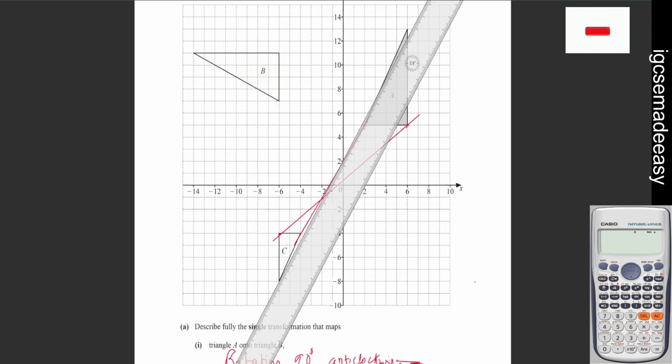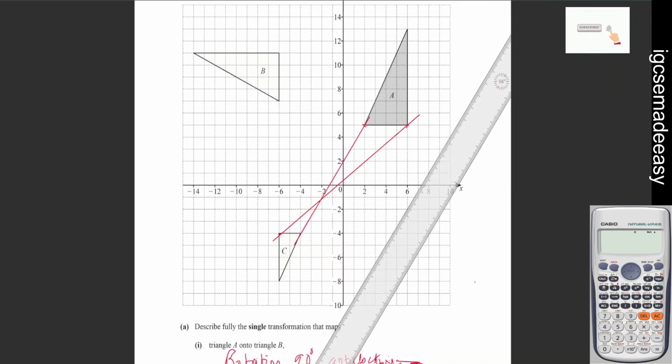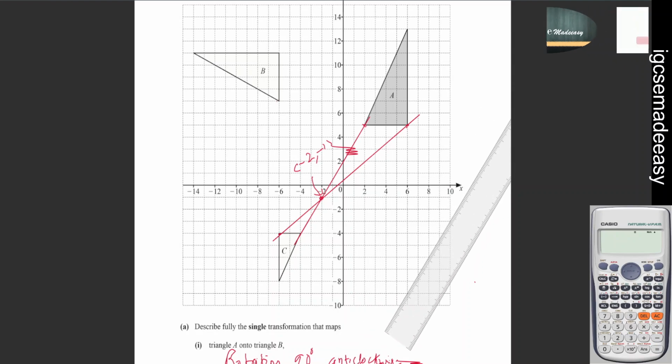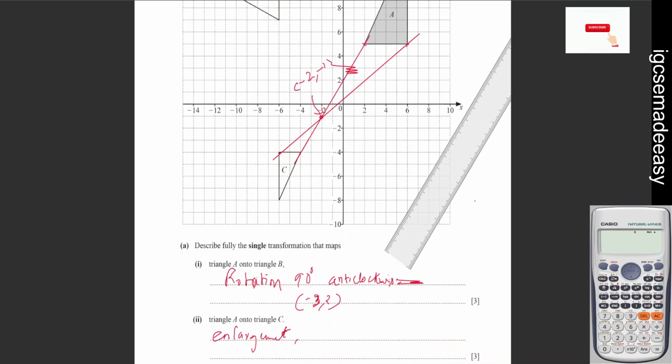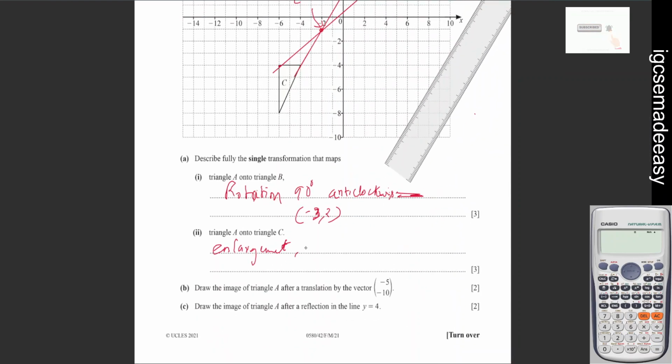So it will also be crossing somewhere like that. But actually I got some point that is minus 2 comma minus 1. So it will be here, minus 2 comma minus 1. You can also join the third point and verify it. You will get minus 2 comma minus 1 as your center of enlargement. So the center of enlargement is minus 2 comma minus 1.